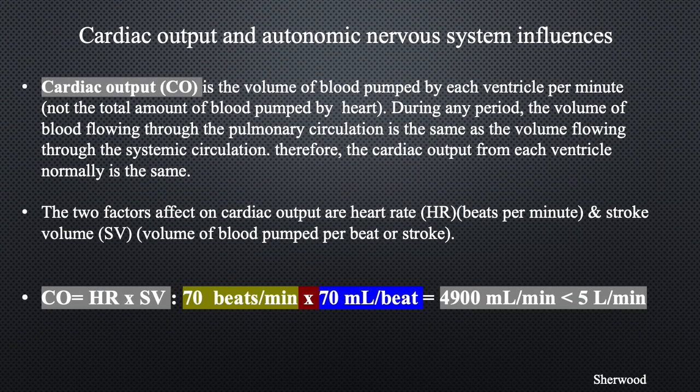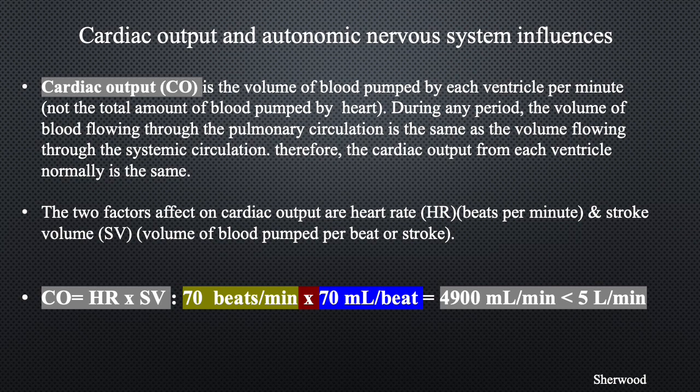In this slide, I'm going to talk about the cardiac output and autonomic nervous system influences. So what is cardiac output? It is the volume of blood pumped by each ventricle per minute, not the total amount of blood pumped by the heart. During any period, the volume of blood flowing through the pulmonary circulation is the same as the volume flowing through the systemic circulation. Therefore, the cardiac output from each ventricle normally is the same.